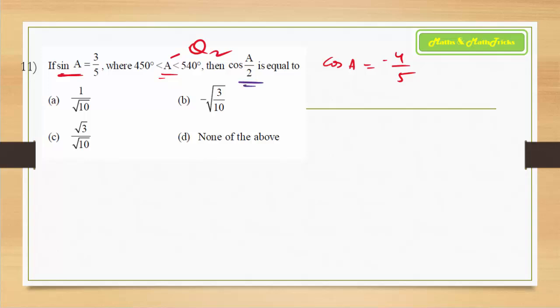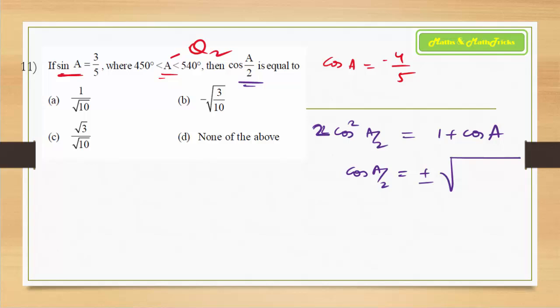Because you are asked about cos A by 2, you know that cos A by 2 formula. You know this formula: 2 cos square A by 2 can be written as 1 plus cos A. So the cos A by 2 formula you can remember as plus or minus root over (1 plus cos A) by 2.